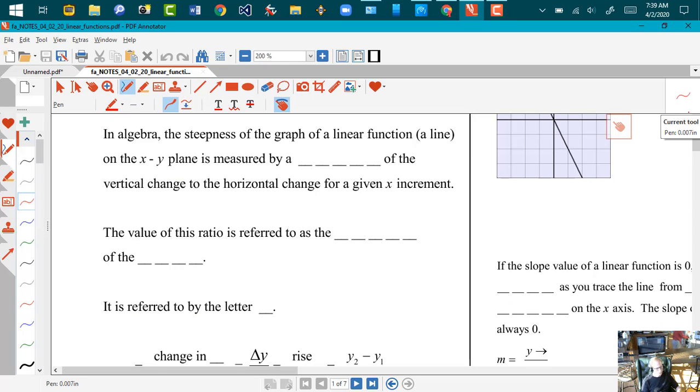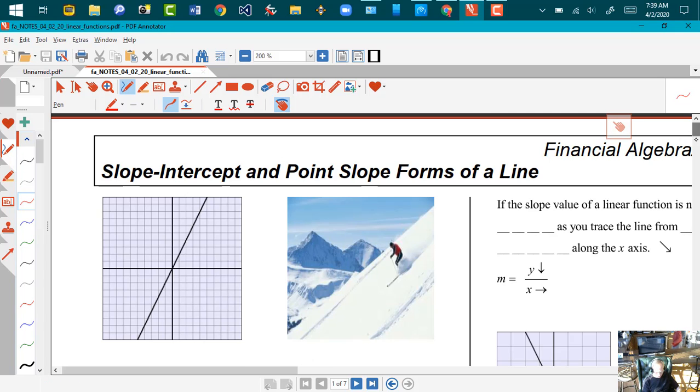The next section we're going to be doing in financial algebra has to do with income taxes. And to do that, we need to review linear functions. Linear functions are an important part of algebra, and you may see them on the AccuPlacer as well. So reviewing them will be good for those of you who will be taking the AccuPlacer.